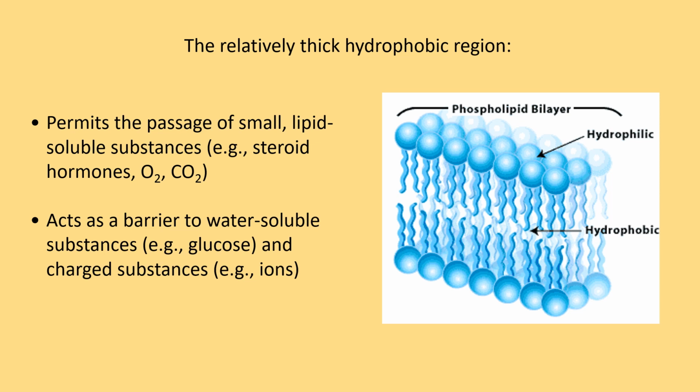Steroids are another class of lipids. So all of those things are lipid soluble and easily pass through that phospholipid bilayer. But this hydrophobic region will act as a barrier to water-soluble things, charged things like ions. They don't readily pass through this barrier.